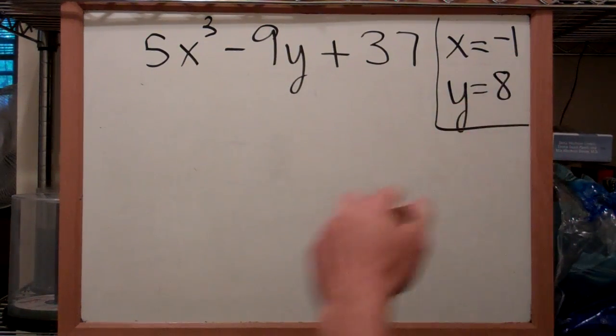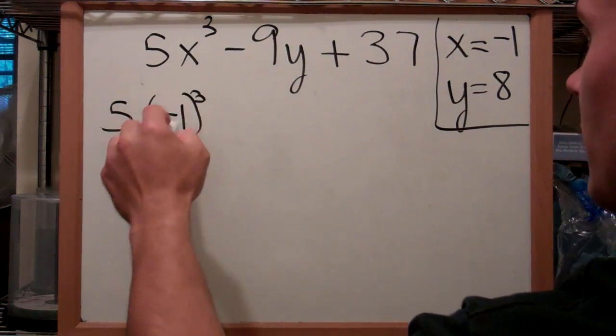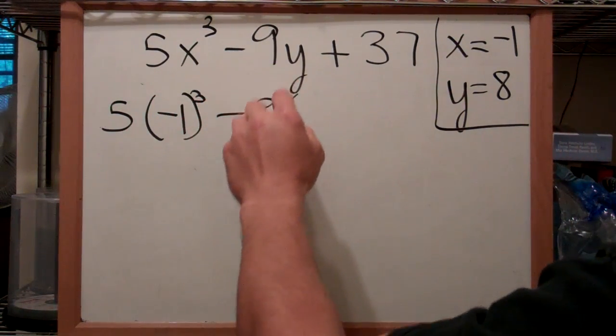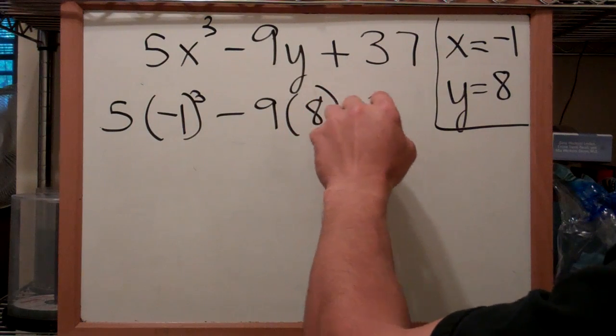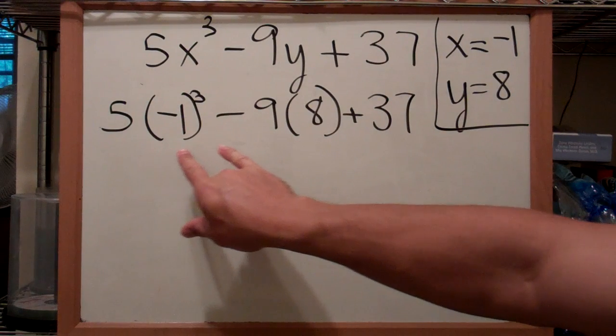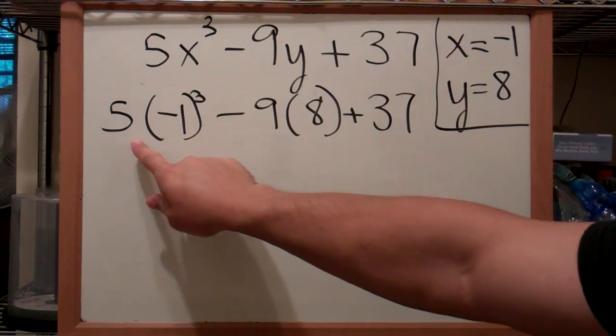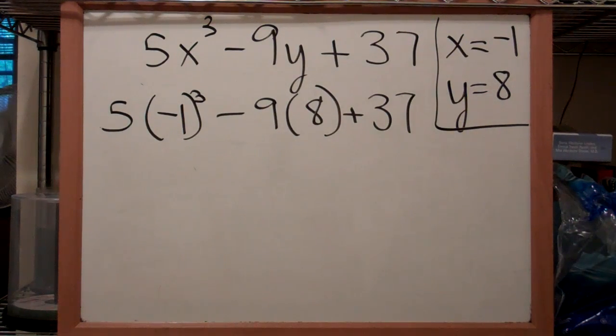So here we want to plug in negative 1 for x, so we're going to have 5 times negative 1 to the third power minus 9 times 8 plus 37. And here, with the order of operations, we want to start with exponents since we don't have any grouping symbols. Now these parentheses here are indicating multiplication, so the 9 times the 8 and the 5 times the negative 1, but we must start with the exponents first.